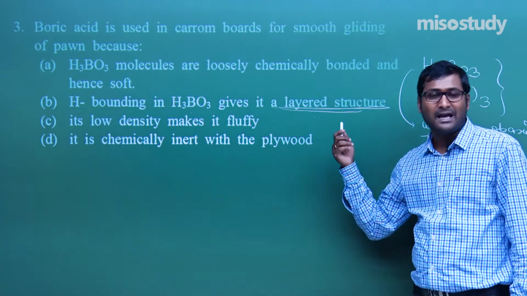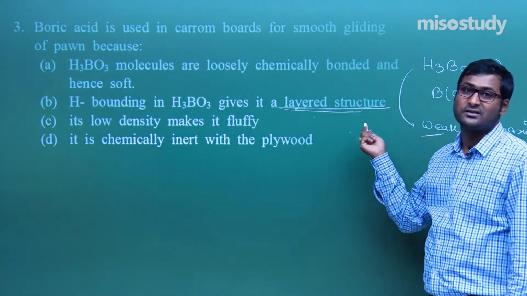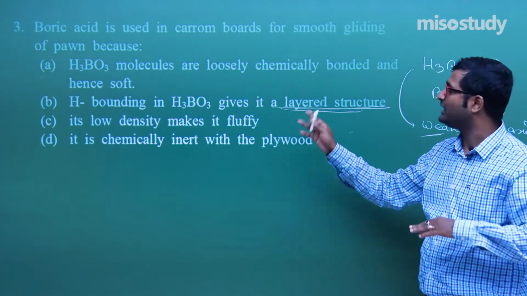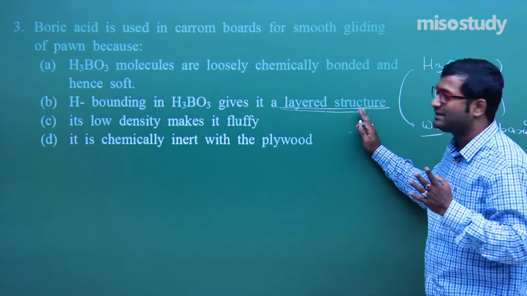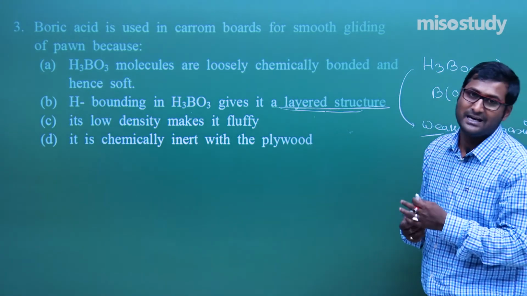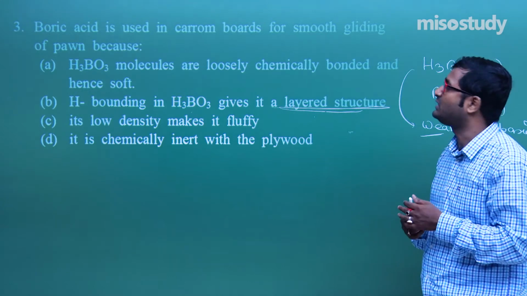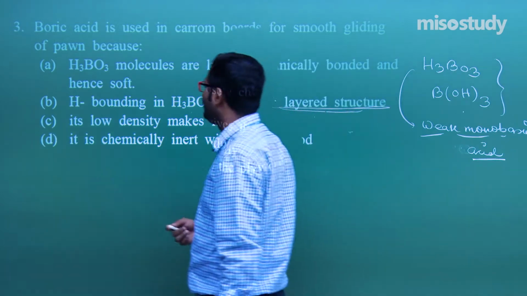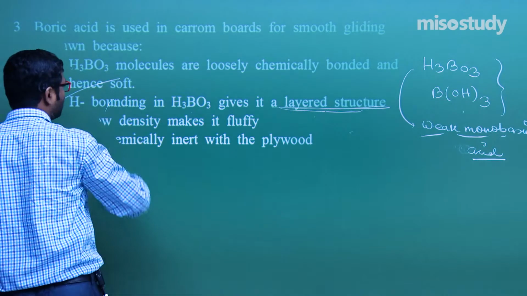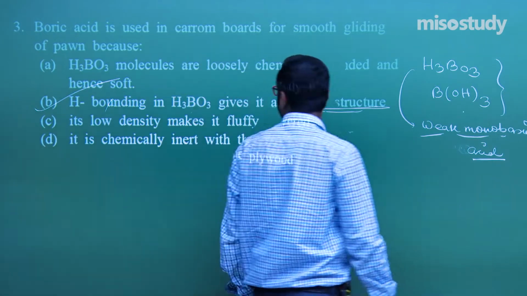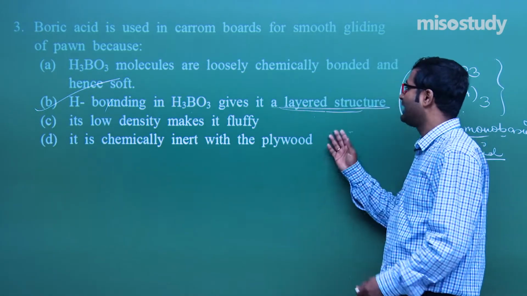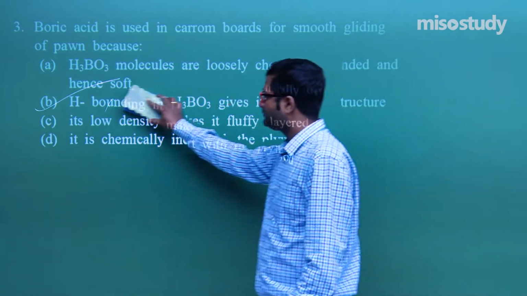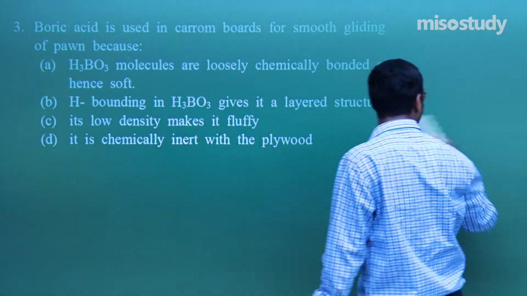And do you know, in class 10th we also studied graphite is smooth. Why? Because this has a layered structure. Similar in H3BO3, here is H bonding. Due to this reason it has a layered structure. If it has a layered structure, then it is slippery, smooth in nature. Clear to you? So what is the option for this question? That is friend B option. H bonding in H3BO3 gives it a layered structure. Clear? Now I'm going to rub this part and we'll discuss the next question. Wait for a moment.